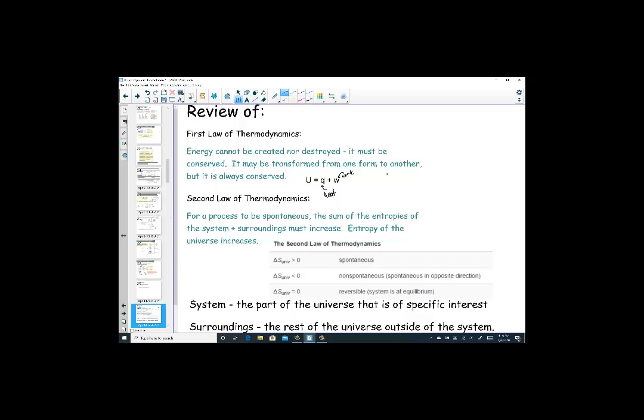Now, the second law of thermodynamics is what we've been spending the vast majority of this lesson on. For a process to be spontaneous, the sum of the entropies of the system and the surroundings must increase. To say that simply, entropy of the universe increases for spontaneous reactions. The second law says if the entropy of the universe is greater than 0, a positive value, the reaction would be spontaneous. If the entropy of the universe decreases, a negative value, it is not spontaneous in the forward direction. And if it is equal to 0, reversible reactions are occurring, with a forward reaction at the same rate as a reverse reaction. The system is said to be in equilibrium.